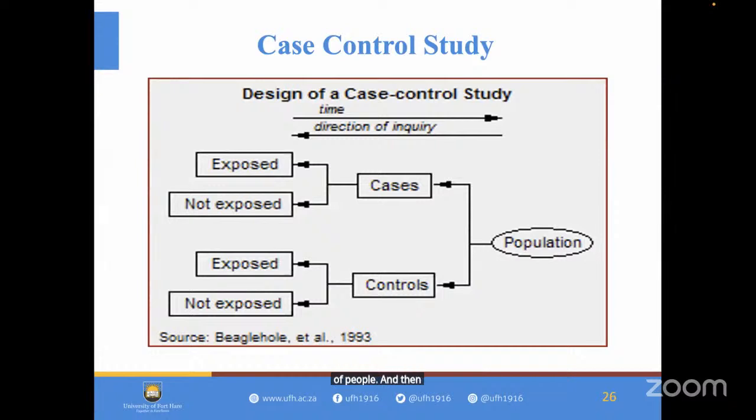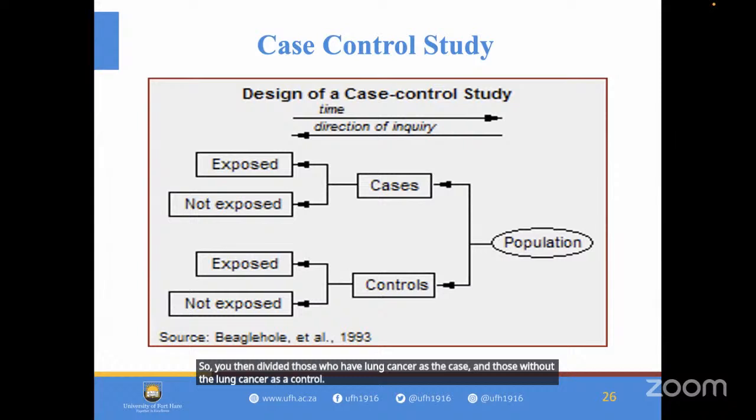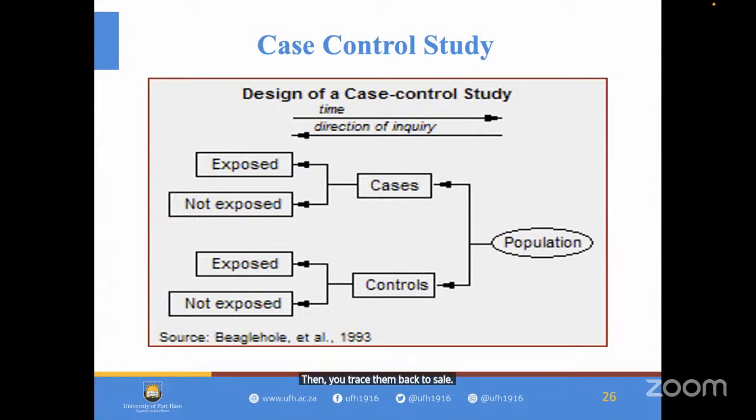And then you realize in that population, some have lung cancer and some don't have lung cancer. So you then divide those who have lung cancer as the cases and those without lung cancer as the controls. Then you trace them back to say, were you exposed to smoking? Out of the 10 people who have lung cancer, 8 of them are exposed to smoking and 2 of them are not exposed to smoking.